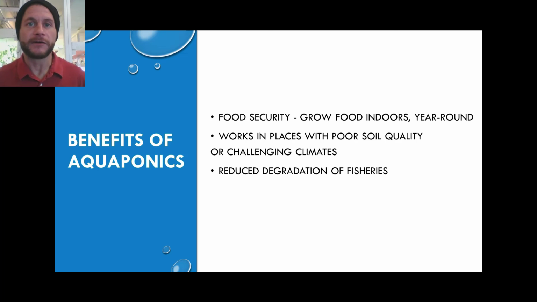Another benefit of aquaponics is that we are helping to protect our native fisheries. So instead of dumping the wastewater from aquaculture into the environment and promoting algae blooms, or instead of going out and catching a bunch of wild fish in order to satisfy people's appetites, we can grow fish in a more controlled setting and allow some of our fisheries and our wildlife habitats to recover.